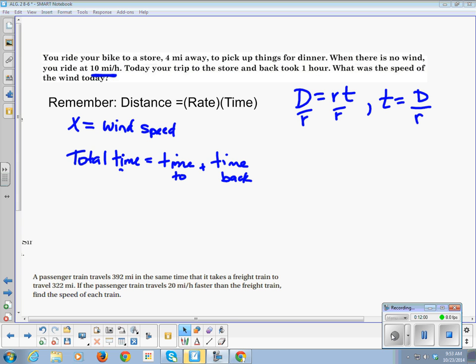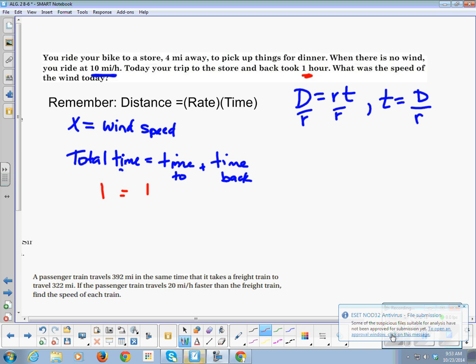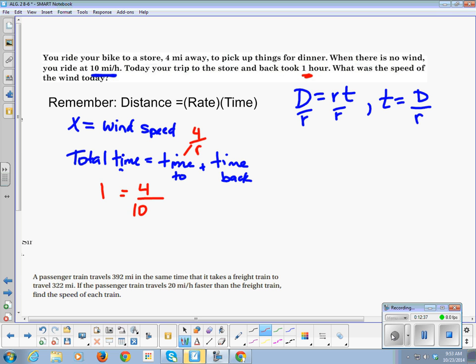Our total time is 1 hour. The time to get there is a fraction of that 1 hour. So our time to get there, we rode 4 miles. And normally we ride 10 miles an hour. But on the way there, we had some wind. So it gave us a little oomph in our speed. So that's the way there.